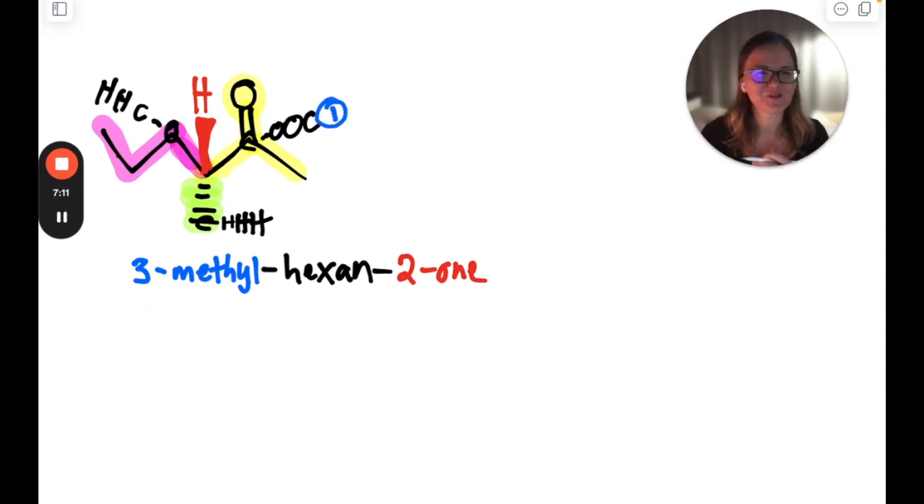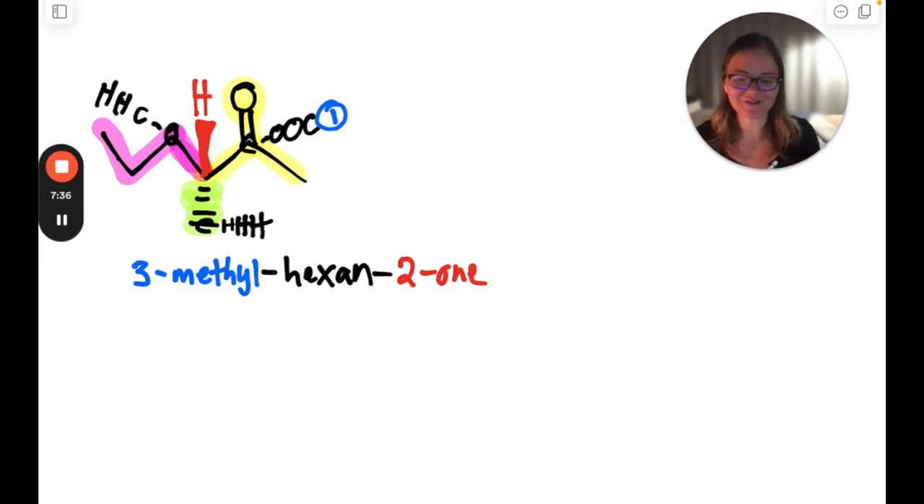So what's our next priority group after our ketone? Let's take a look at what we have. Well, the green group, we've got 3 hydrogens, and the pink group, we have 2 hydrogens and a carbon. What do you think is going to win in terms of atomic number? Well, carbon has an atomic number of 6 and hydrogen has an atomic number only of 1. So anything with a carbon is going to win over 3 hydrogens. Okay, so our second priority group is going to be this pink hydrocarbon chain here.